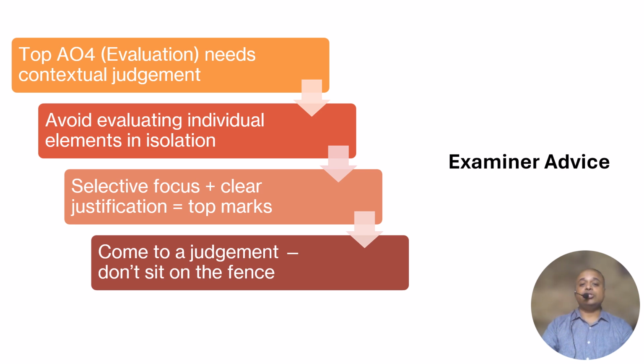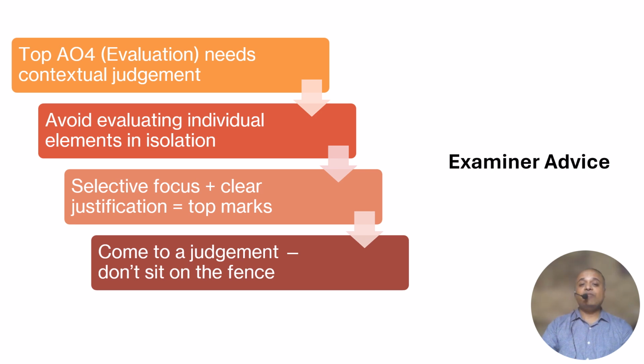First, contextual judgment, top marks. Anyone can write general pros and cons, but if you want top level evaluation, you need to make your judgment fit the case study. For example, relocating to another country might reduce labor costs is too generic. Instead, say, given the company's reliance on skilled labor and its current customer base in Europe, relocating to a lower cost country may reduce labor expenses but risk losing quality and brand reputation. That's contextual judgment, and it makes a big difference.